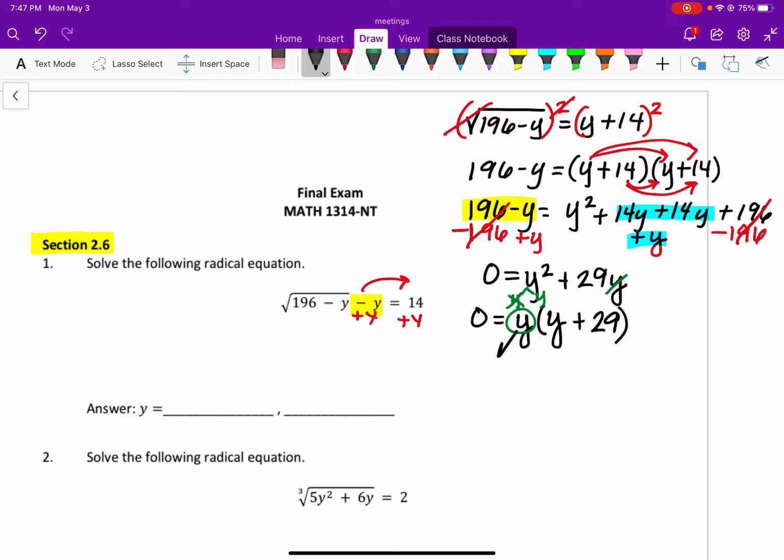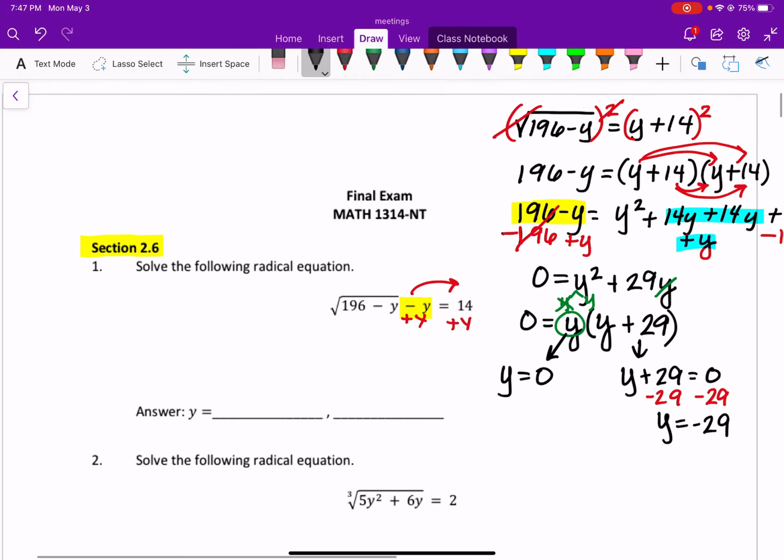Now what we're going to do is take each piece, set it equal to 0. So we have y equal to 0. We have y plus 29 is equal to 0. So over here we're going to subtract that 29 from both sides. Oops. And we're going to get y is equal to negative 29. Now remember, whenever our problem has a square root, before we can say our answers are 0 and negative 29, we do have to check and make sure they are correct.